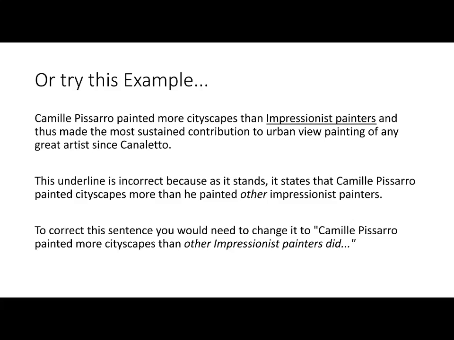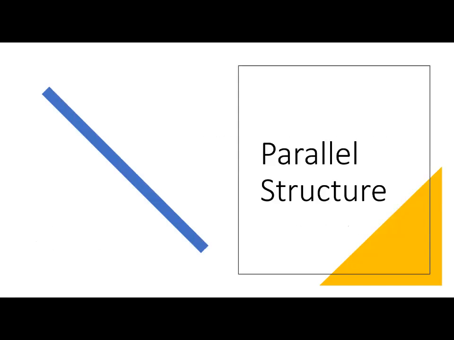But since they didn't throw the did in there, then we just assume that they paint a lot of cityscapes, and maybe they occasionally paint their friends who are other Impressionist painters. I don't know. That's why it's important to be as clear as you can. Now we're going to focus on something that's not as fun, a bit more tedious, but it's just as important: parallel structure.